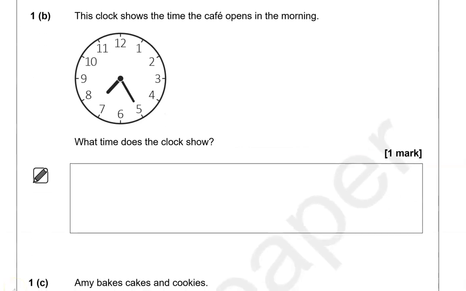This clock shows the time the cafe opens in the morning. What time does the clock show? So looking at the short hand, which is going to tell us the hours, that is pointing at just past 7. So it's 7 something. Now looking at the minutes, that would be 5, 10, 15, 20, 25 minutes. So 7:25, and it's in the morning, so that is AM.